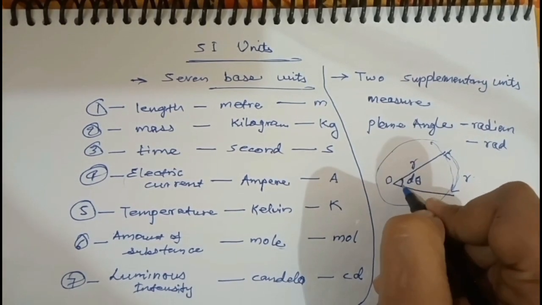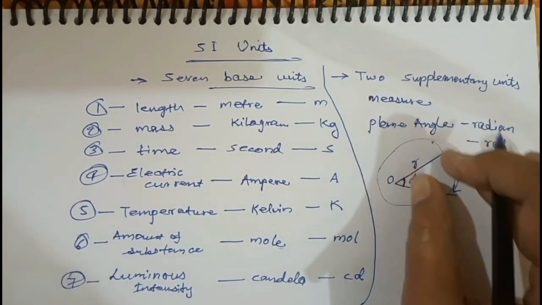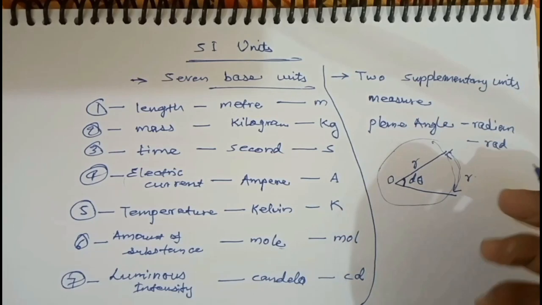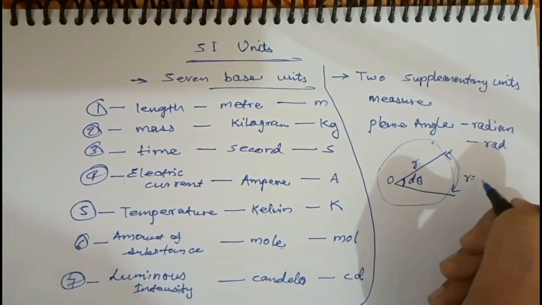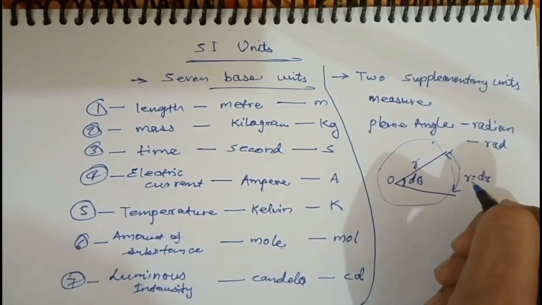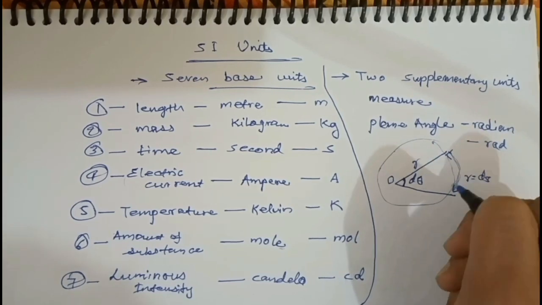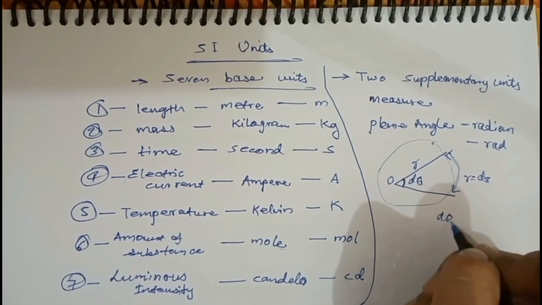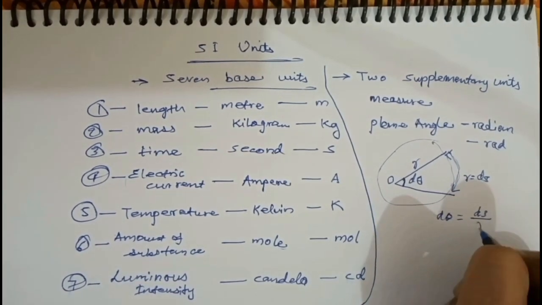This is a plane angle because this angle lies on a plane. This is not 3-dimensional. This is only 2-dimensional. This is lying on a plane, and here S will be equal to ds. R will be equal to ds because the ds is the radius. Arc length, and so we can write d theta equals ds by r.